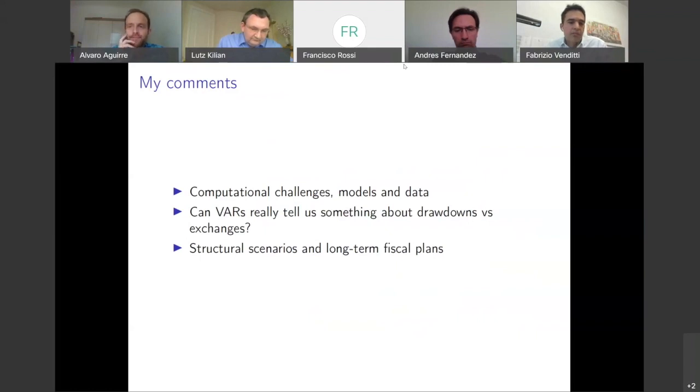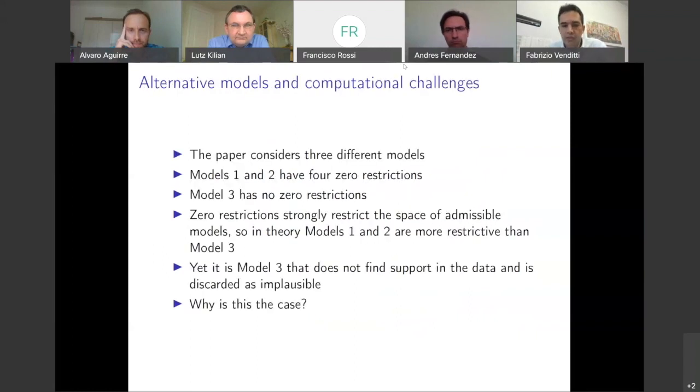The second point is, can this VAR really tell us something about drawdowns and exchanges? I think that in order to really draw a conclusion about the difference between these two different policies, we need to look at two different shocks rather than looking at the same shock. And then I will make a point about structural scenarios and long-term fiscal plans. So let me move to my first point.